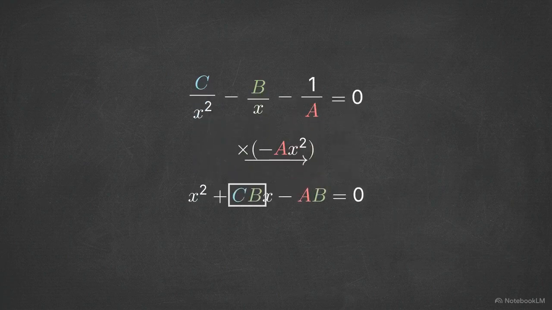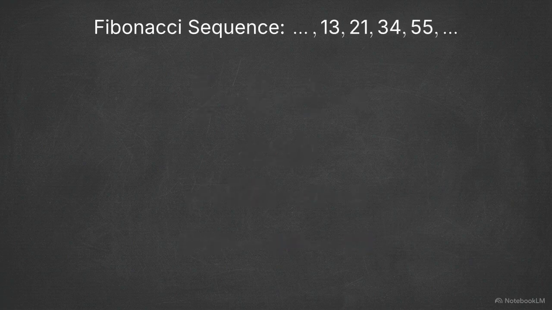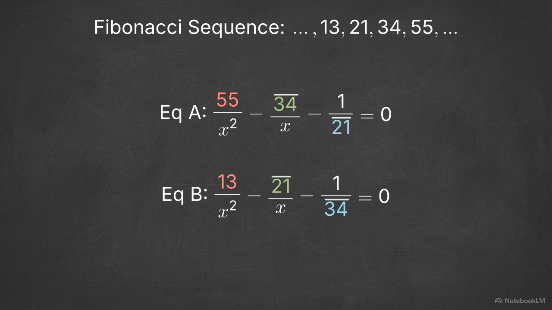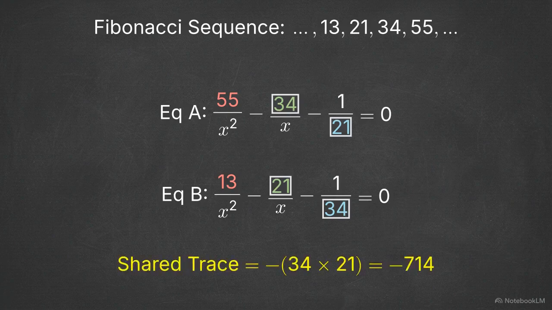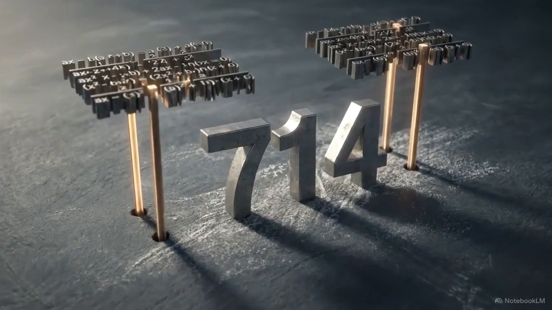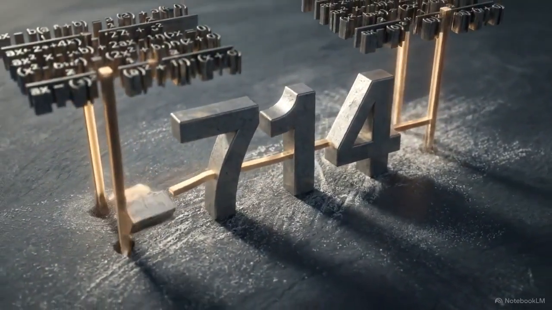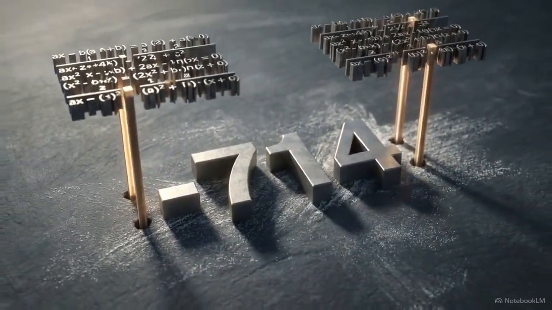When this swapped equation is translated into monic form, its linear coefficient becomes c times b. Because multiplication is commutative, c times b is identical to b times c. The Vieta trace remains unchanged. We can connect this rule directly to our n equals 10 Fibonacci numbers. Here are two distinct polynomial equations defined by the sequence. We execute the same operation, swapping the outer boundary parameters. To find the shared root sum, we multiply the b and c equivalents, which are 34 and 21. Any two reciprocal quadratics related by this specific boundary swap are anchored by the same root sum, resolving perfectly to negative 714.